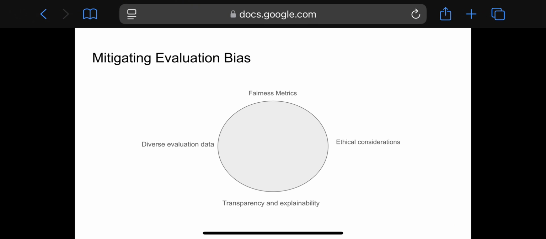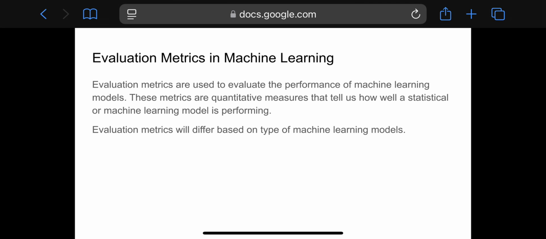Now we're going to talk about the mitigation for evaluation bias. There are different ways, and if you're working with LLMs, you need to know about this a bit more. An LLM is trained on unlabeled data, so if you're trying to fine-tune your model, you need to look into the ethical considerations. But for any model that you're working with and you're looking into evaluating and reducing bias, you need to consider diversifying the evaluation data or any data, looking into fairness metrics and ethical considerations, and also looking into explainability and understanding how the outcome might look.